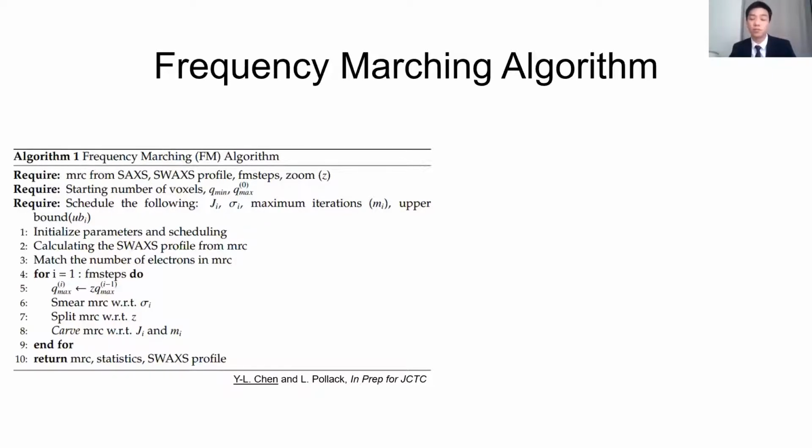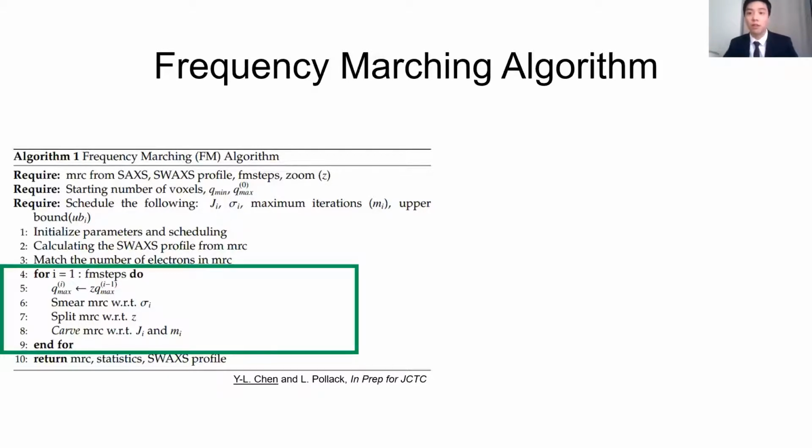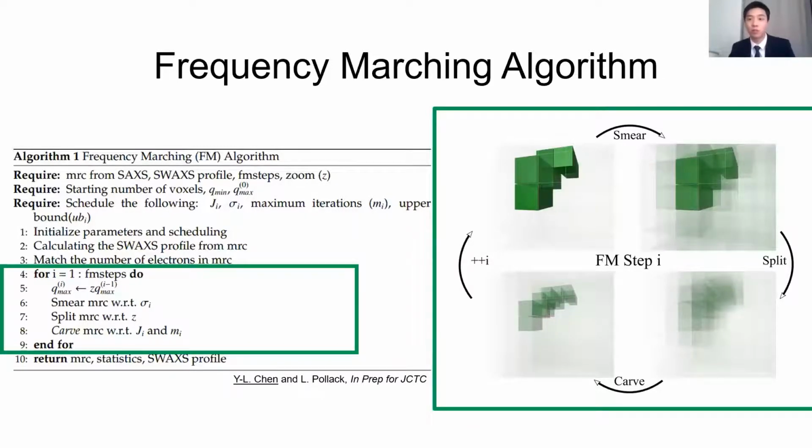and we need to schedule a lot of the parameters because as we march to higher and higher Q, we need higher and higher precision. And the core of frequency matching is actually in this for loop. So in this for loop, the algorithm marches to higher and higher Q. And within each frequency matching step, it smears the density a little bit while maintaining the overall shape from the last step. And the frequency matching then splits the density into finer grid or finer voxels corresponding to the resolution. And it starts the carving process, which is essentially an optimization process.